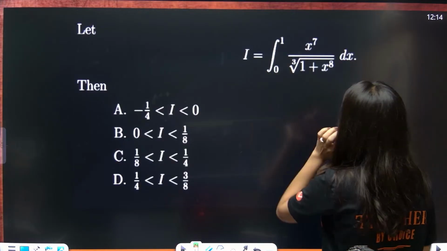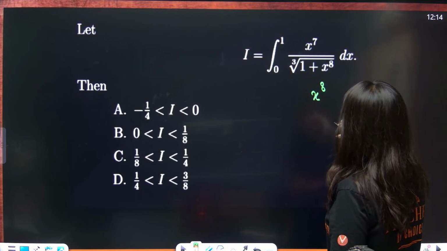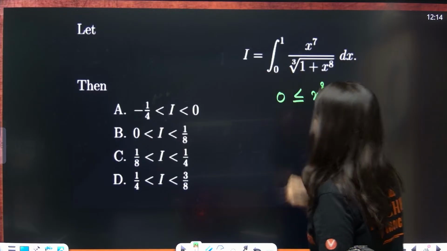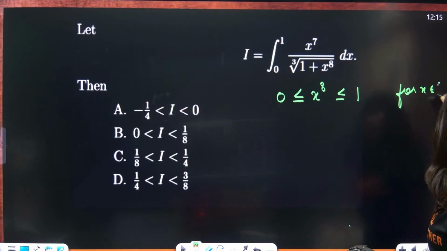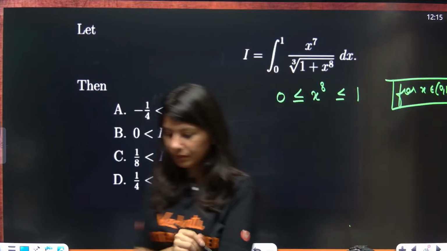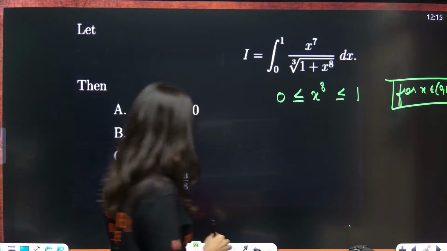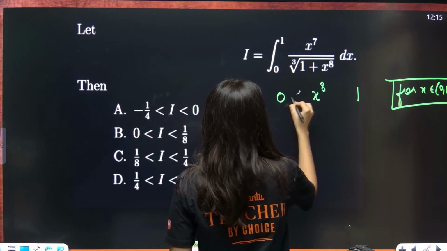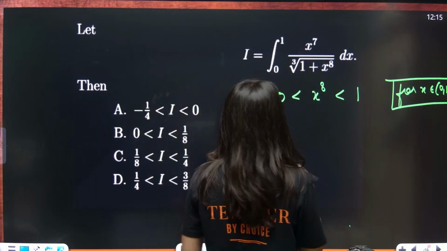So now just tell me, x raised to power 8 between 0 to 1 will also belong to 0 to 1, greater than or equals to 0. Can I write it this way, for x belongs to 0 to 1, everybody? Or you can just remove this equality sign also. Okay. Now x raised to power 8, let's add 1.